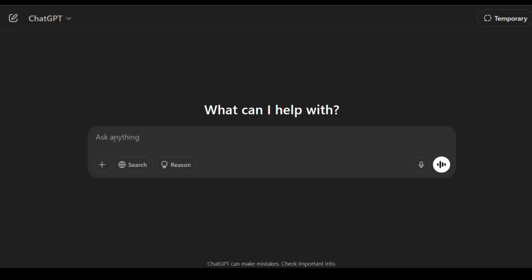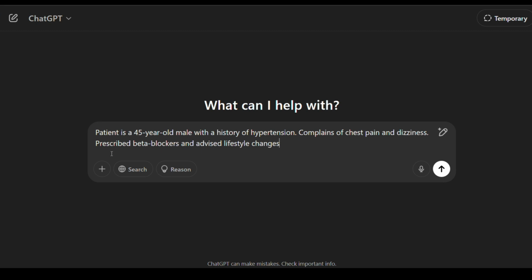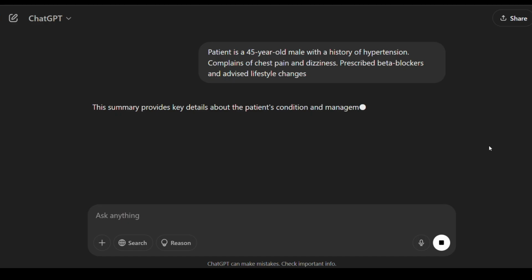Let us understand this with a simple prompt like this, where I write: a patient is a 45-year-old male with history of hypertension, complaints of chest pain and dizziness, prescribe beta blockers and advise lifestyle changes. Let's see how it prepares a note.